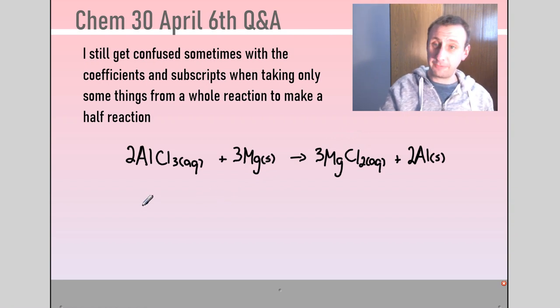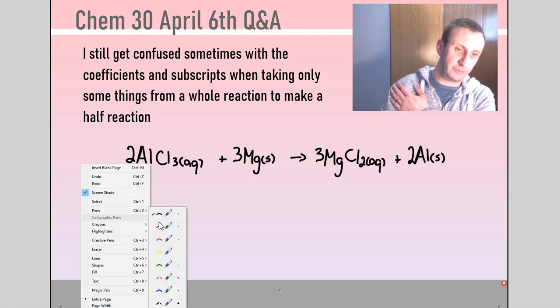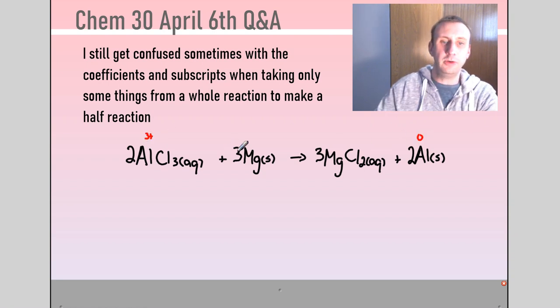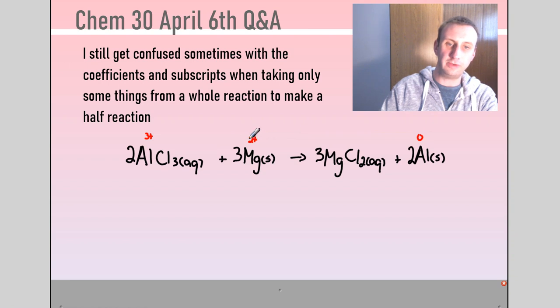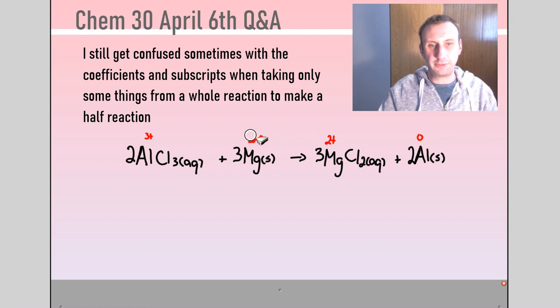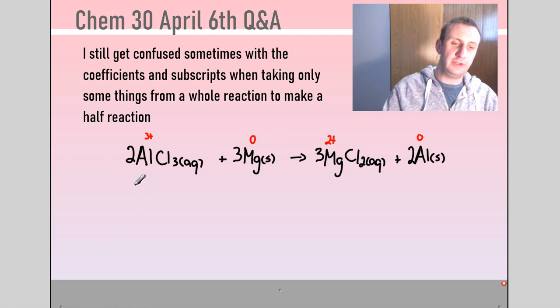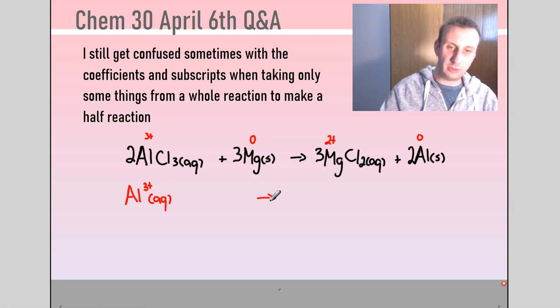Now, when I write out the half reactions, aluminum is going from a charge, or an oxidation number, however you want to view it, of 3 positive to 0, while magnesium is going from 0 to 2 positive. Okay, so that's what I'm looking at in terms of numbers. So for aluminum, it's getting reduced. So I would write out Al3 positive aqueous, and it's getting reduced to aluminum, Al solid.